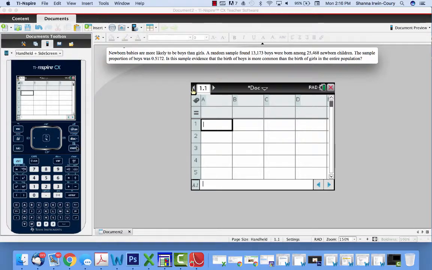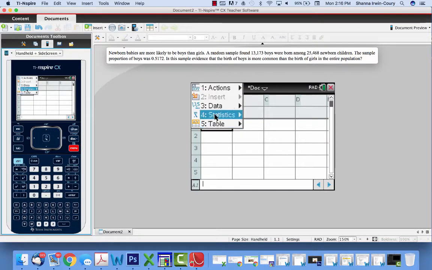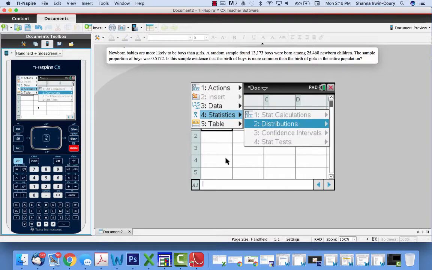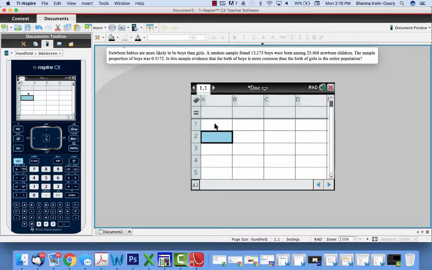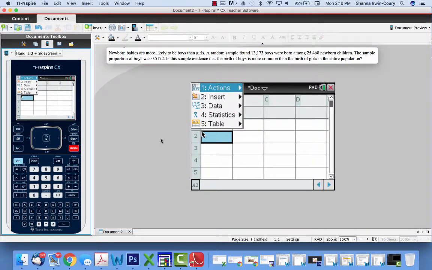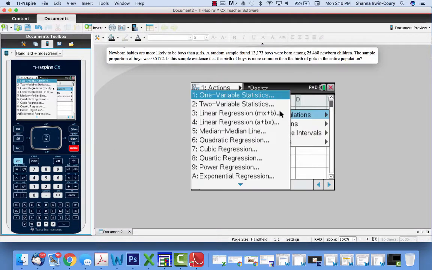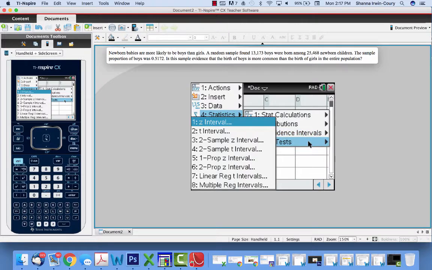So on a calculator, we're going to go to Menu, as always, Statistics, as always. It's not liking me being in the box there. Let me click out of that. Try again. Statistics, and then we want to do tests.